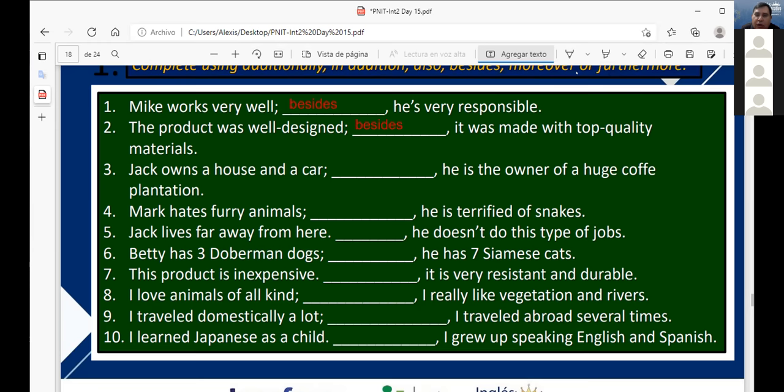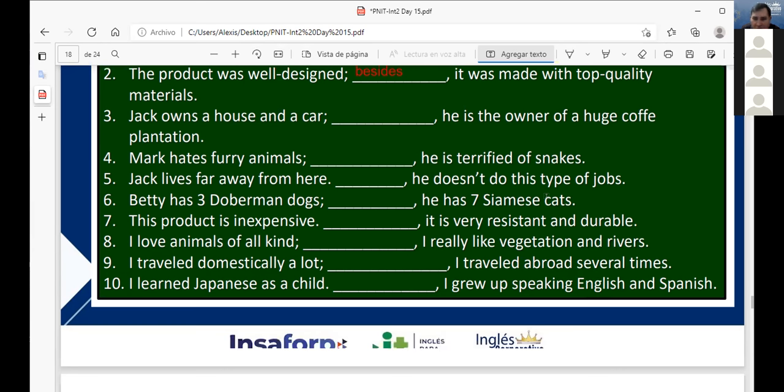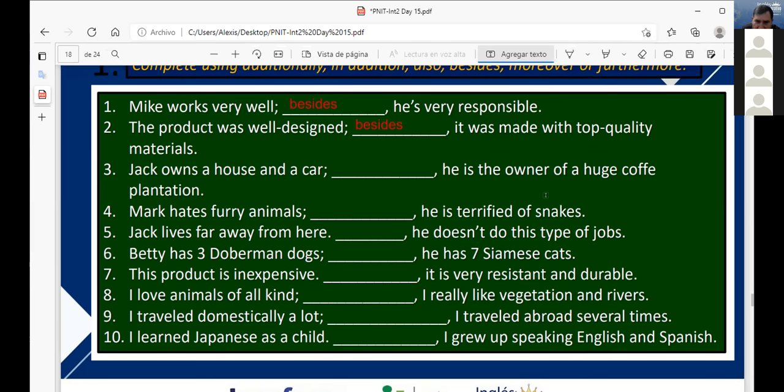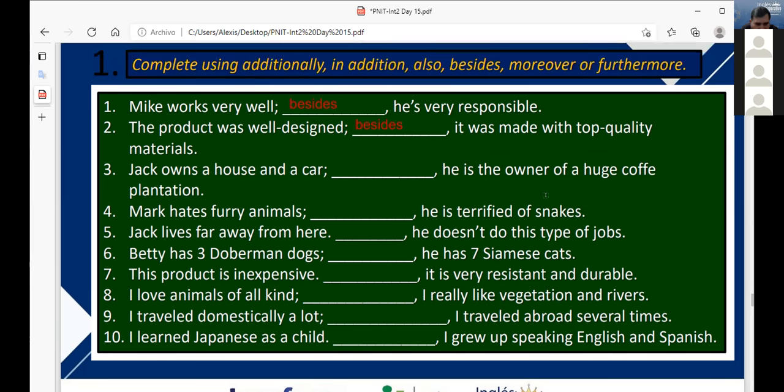The only one that we're going to be using cautiously is also. Probably in number 9, the same verb. I travel domestically a lot. I also traveled abroad several times. Or another one that is the same verb. Betty has three Doberman dogs. She also has seven Siamese cats.